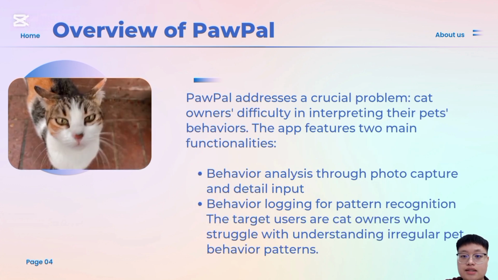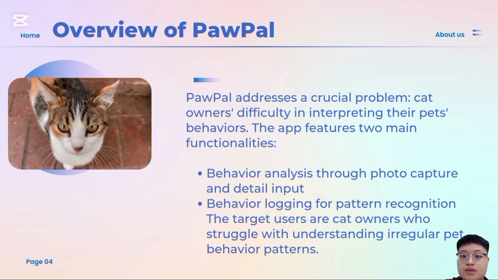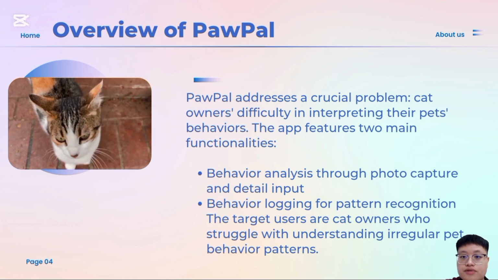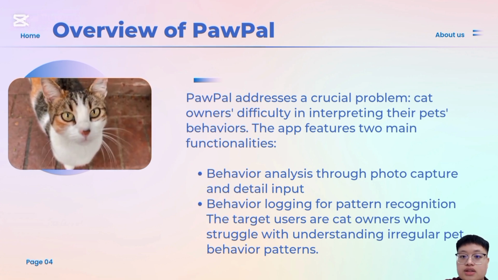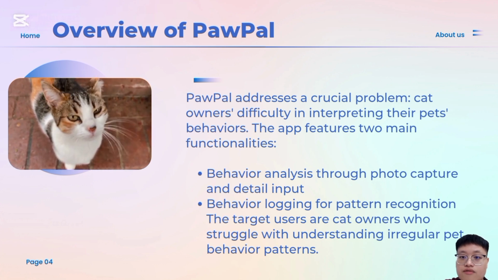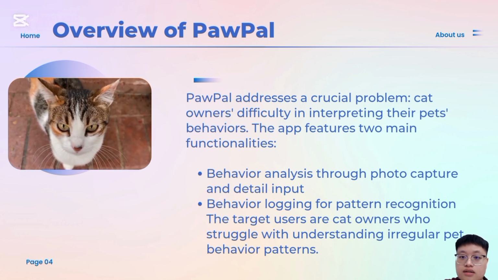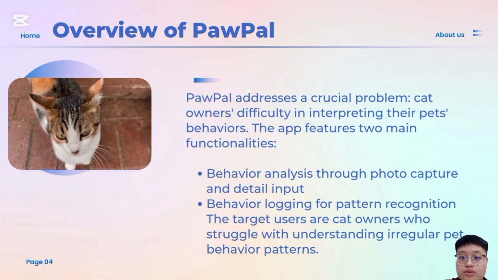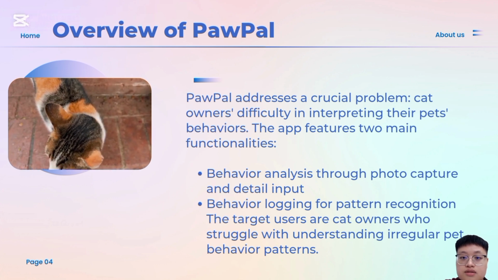In my case study, Popper addresses a problem in which cat owners have difficulty interpreting their pet's behavior, and the app features two main functionalities. First, behavior analysis through photo capture and detail input. Second, behavior logging for pattern recognition of the cats. The target users are cat owners who struggle with understanding irregular behavior patterns of their cats.